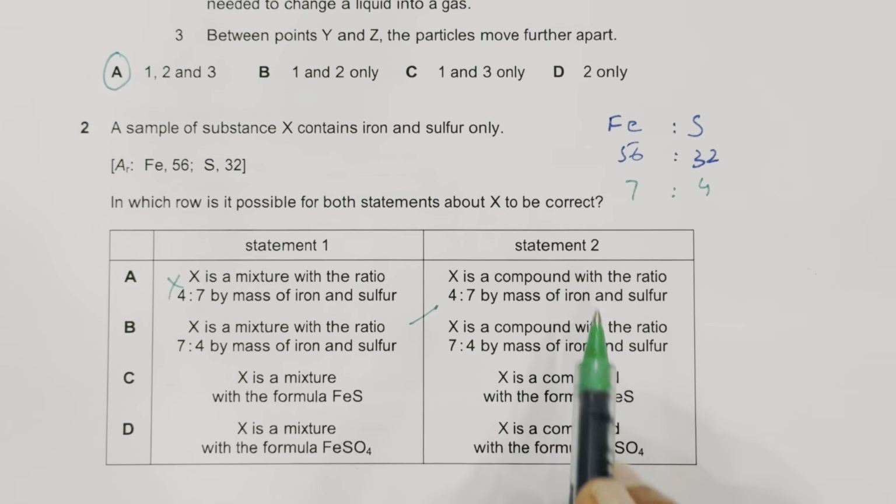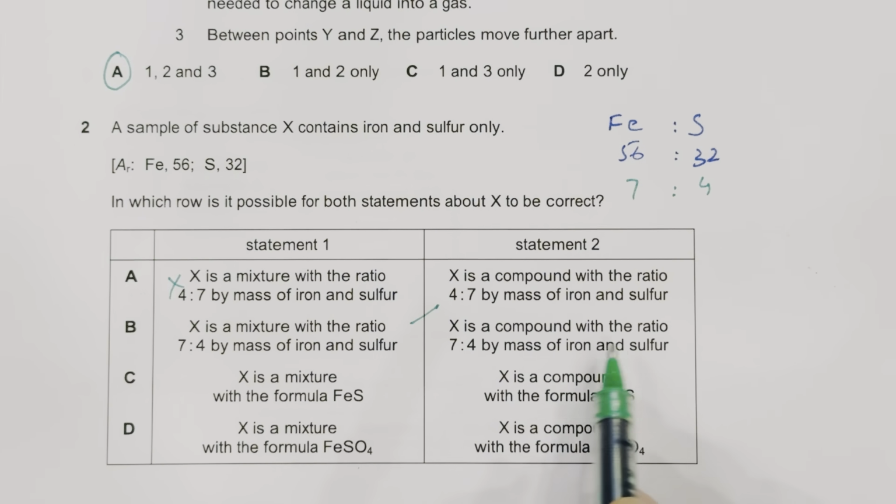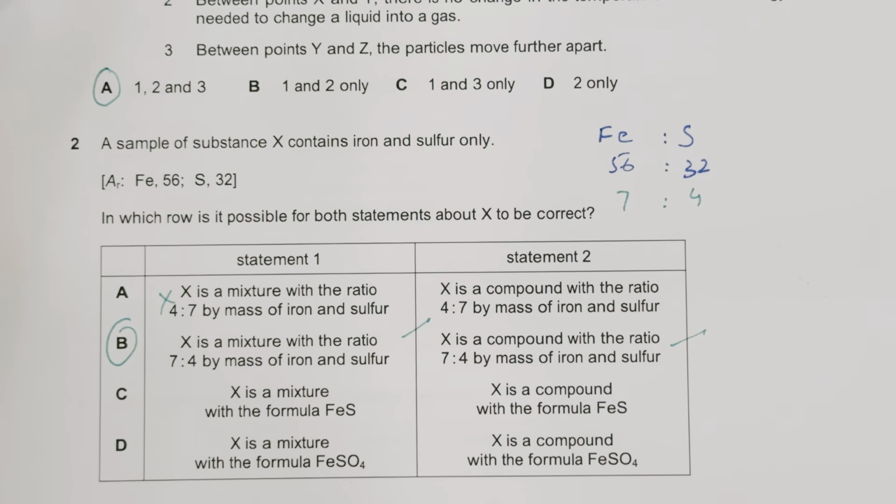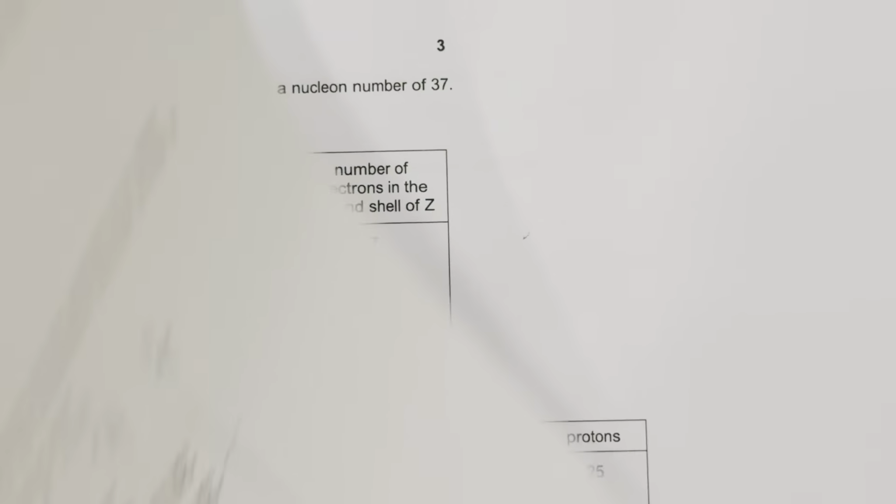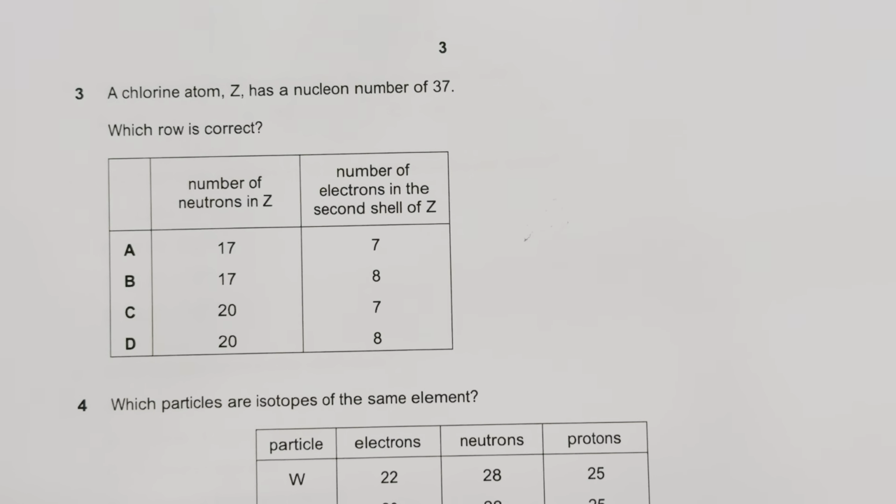And now we need to check statement 2. X is a compound with the ratio 7:4. Yes, this is also true. So option B is the right answer. This was an easy question. Okay, moving to question number 3.